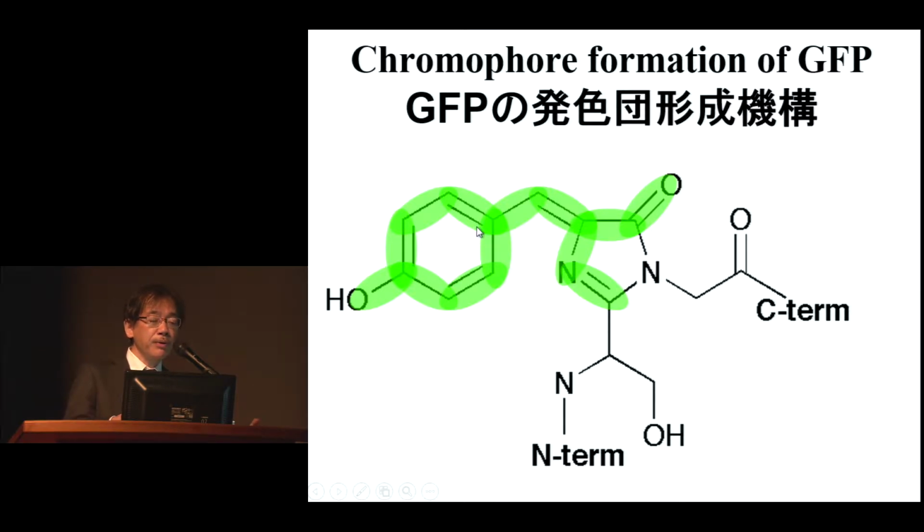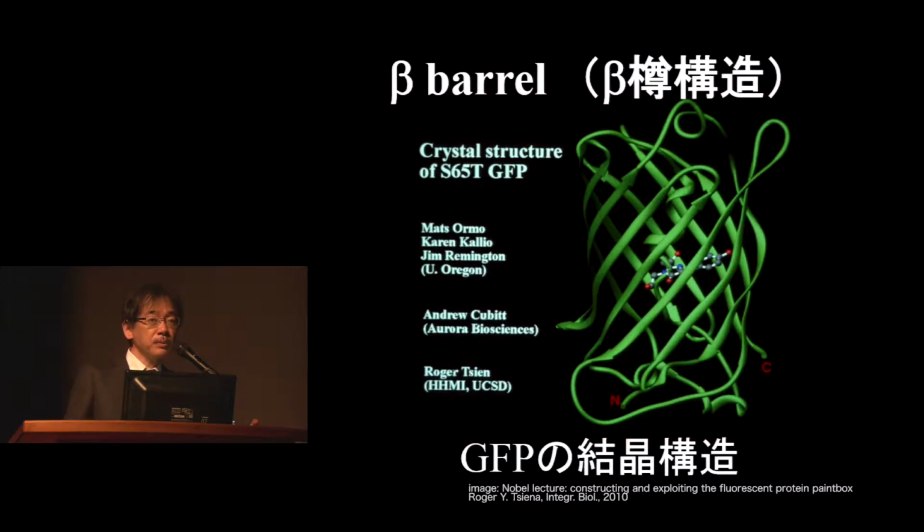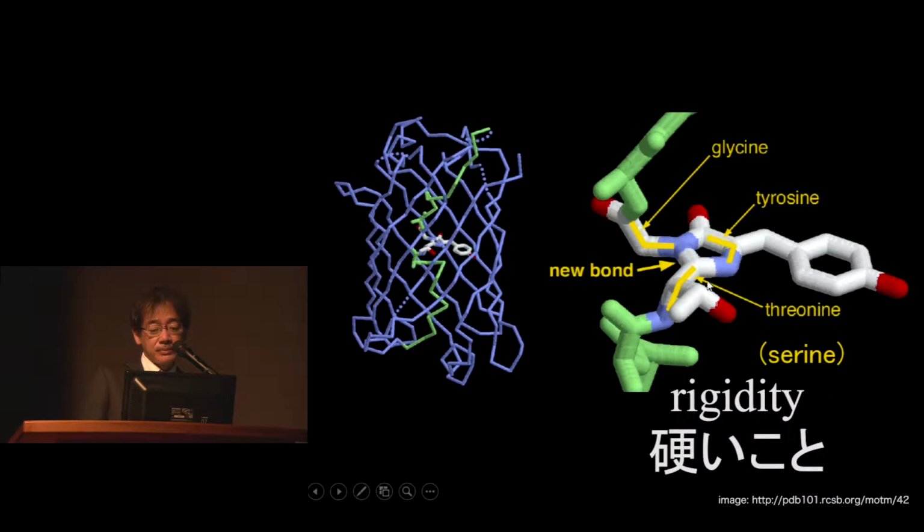And you may wonder, how is the fluorescence? The answer is here. The crystal structure of E. coli GFP shows a beta barrel, and the chromophore is buried inside the beta barrel. With tight packing, the chromophore can take a rigid planar structure. So that explains why GFP is highly fluorescent.